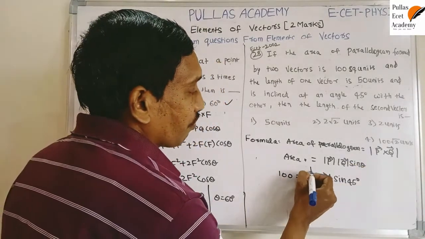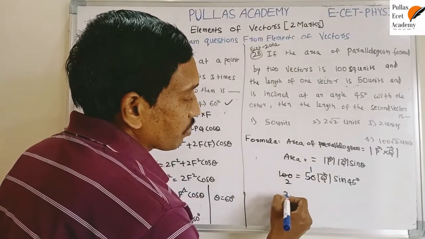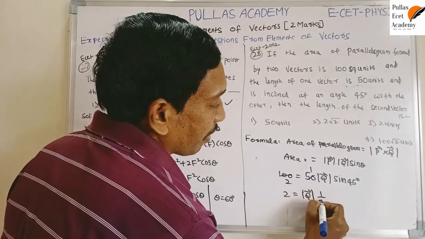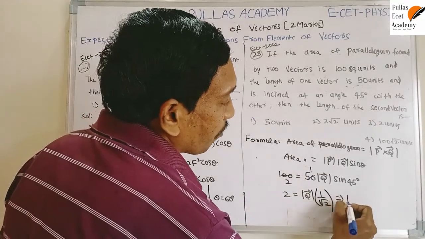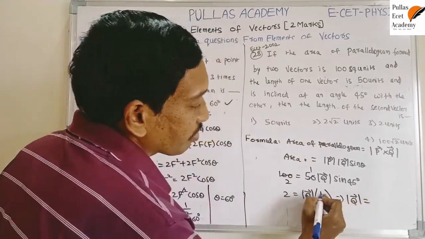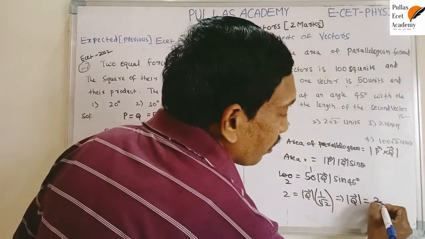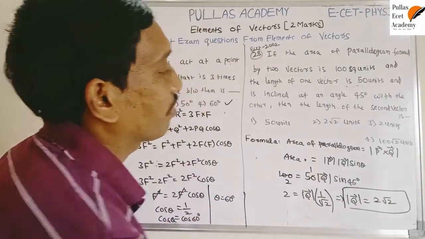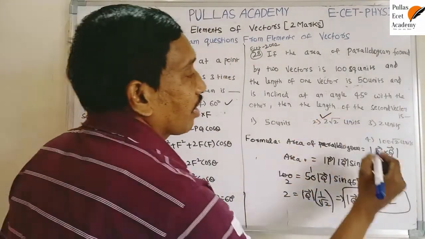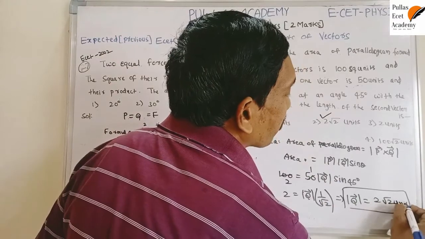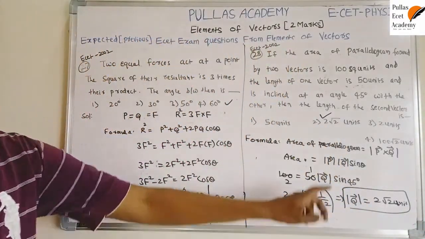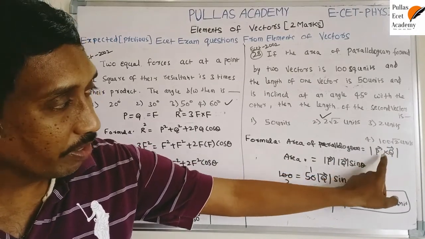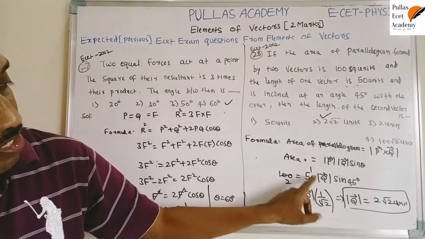Now simplify this: 5 ones are 5, 2 fives are 10, so that means 2 is equal to modulus q bar into sin 45, which is 1 by root 2. Here we need modulus q bar. Modulus q bar is equal to 2 into root 2, shifting the 1 by root 2 to the left side. So what is the answer here? 2 root 2 units is the answer. Which is correct here? The second option is correct. This is the procedure: we just need to know the formula for the area of a parallelogram, which is the modulus of the vector product of the given two vectors, according to the vector product definition. Then substitute the given values and you get it.